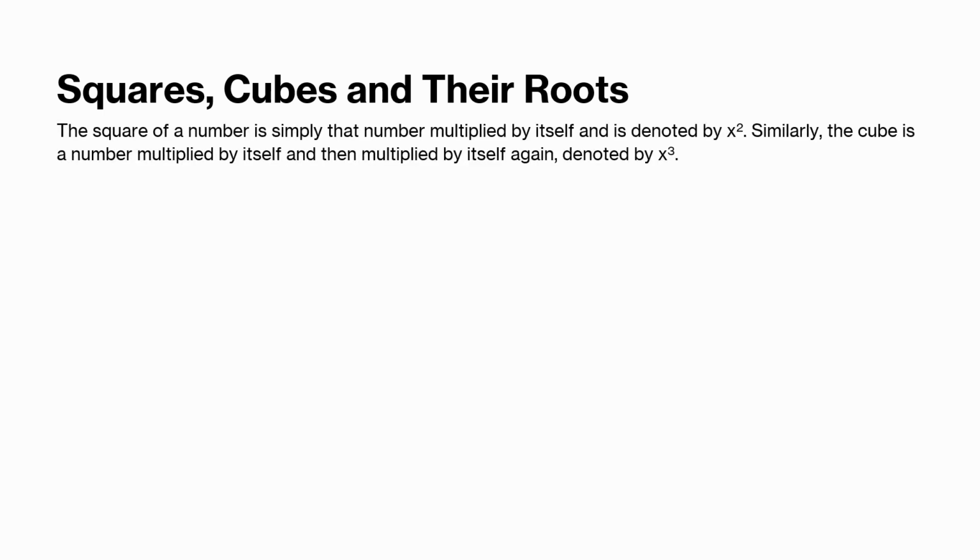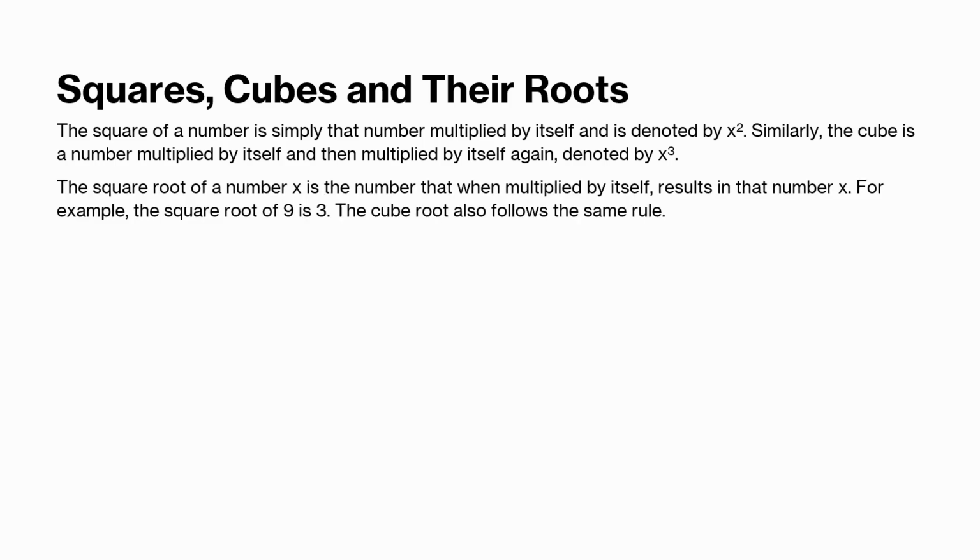The square of a number is simply that number multiplied by itself, and it's denoted using x to the power of 2, or x squared. For example, 2 squared would be 2 multiplied by 2, which would give you 4. Similarly, the cube of a number is the number multiplied by itself and then multiplied by itself again, denoted by x cubed. The cube of 2, for example, would be 8: 2 multiplied by 2 multiplied by 2.